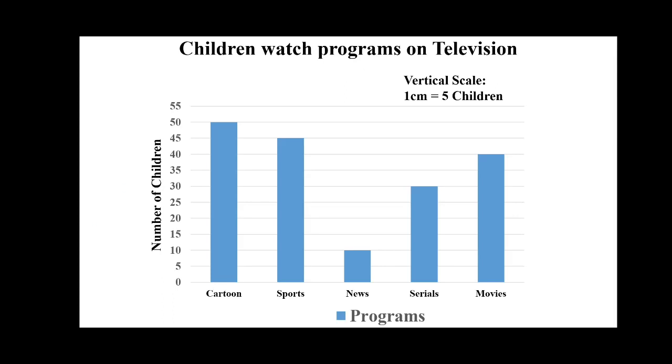On the vertical axis scale, 1 centimeter is equal to 5 children. Horizontal axis labels are cartoon, sports, news, serials and movies. Finally, draw the rectangular bars. 50 children watch cartoon program. So, the length of the cartoon rectangular bar is up to 50.